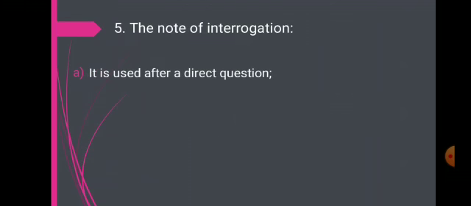Next is the note of interrogation. Interrogation means inquiring something. So this is the very commonly used punctuation mark. We use it to ask direct questions. The example is in front of you. Have you done your work? This is an example of interrogation, sign of interrogation.